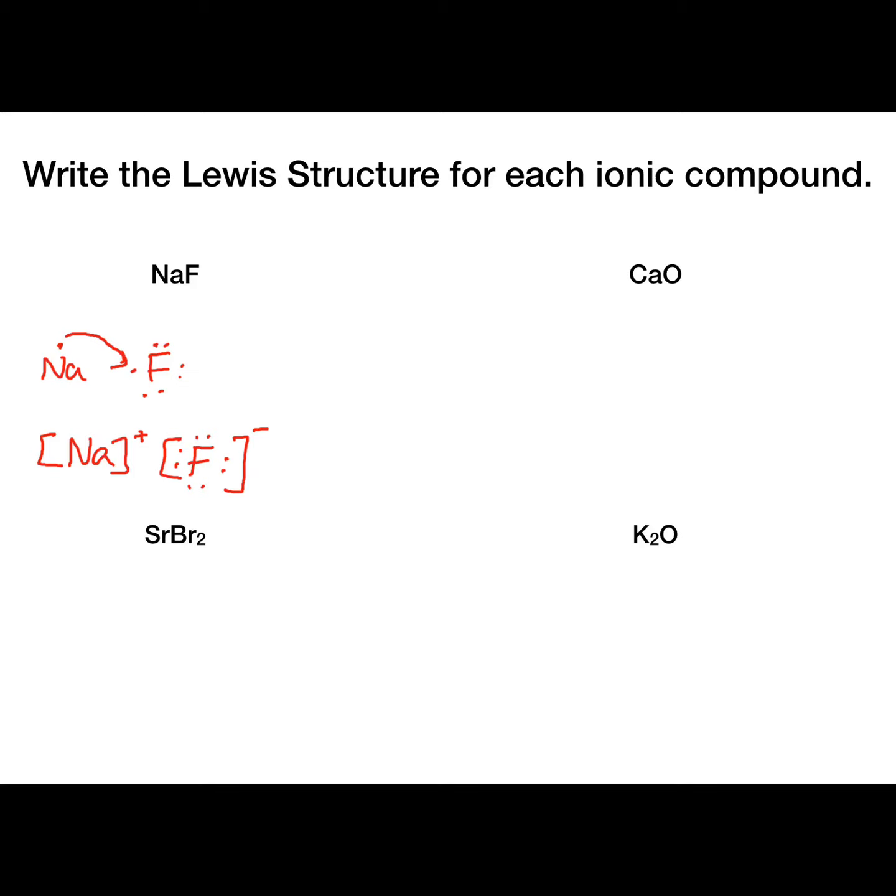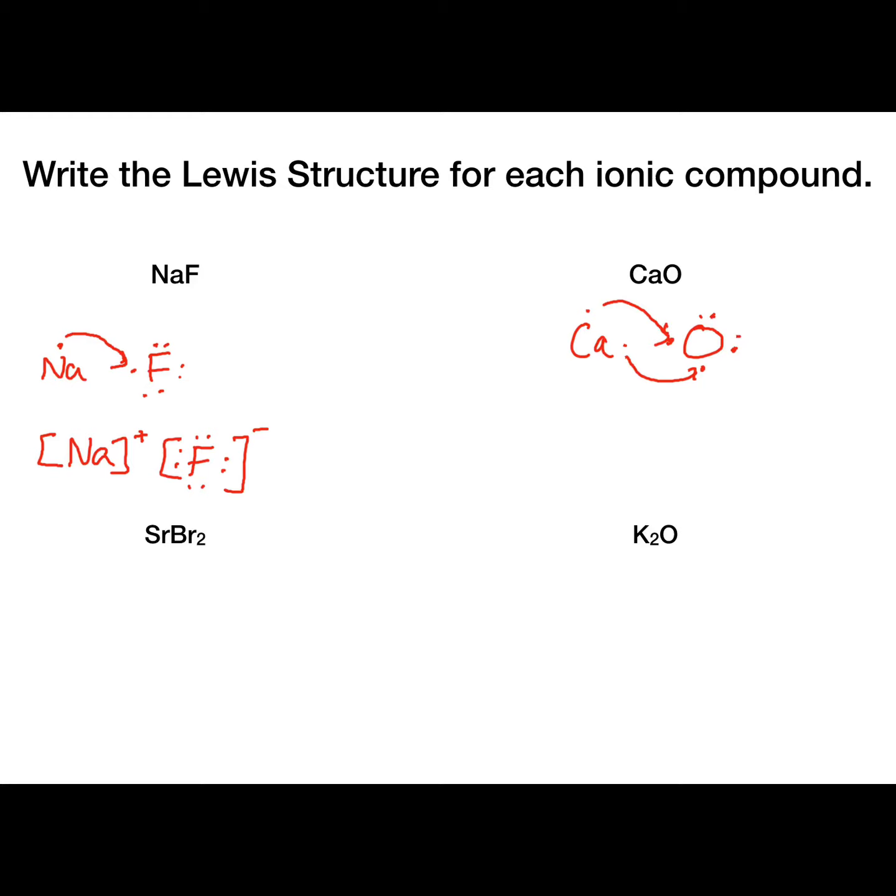Next is calcium oxide. Calcium has 2 valence electrons, and oxygen has 6 valence electrons. 1, 2, 3, 4, 5, 6. Okay, so calcium is going to donate 2 of its electrons to the oxygen. Now, since calcium has lost 2 electrons, it has a 2+ charge, and oxygen has gained 2 more electrons, so it has a 2- charge.